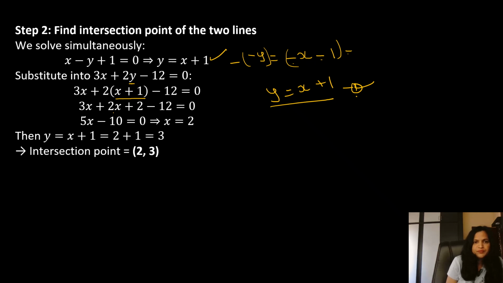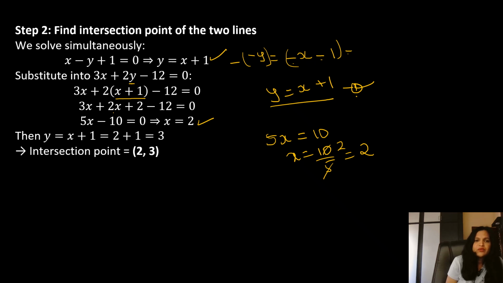Now 2x plus 3x is 5x. Plus 2 minus 12 is minus 10. 5x minus 10 equal to 0. 5x equal to, if 10 comes on this side, it is plus 10. X equal to 10 by 5, 5 ones are 5, 5 twos are 10. That's why x equal to 2, you got the value.